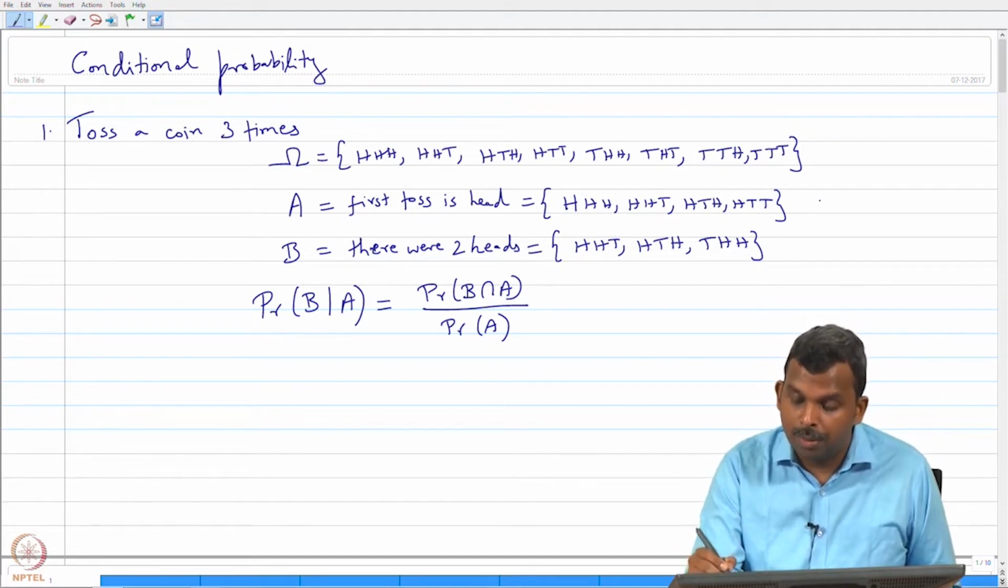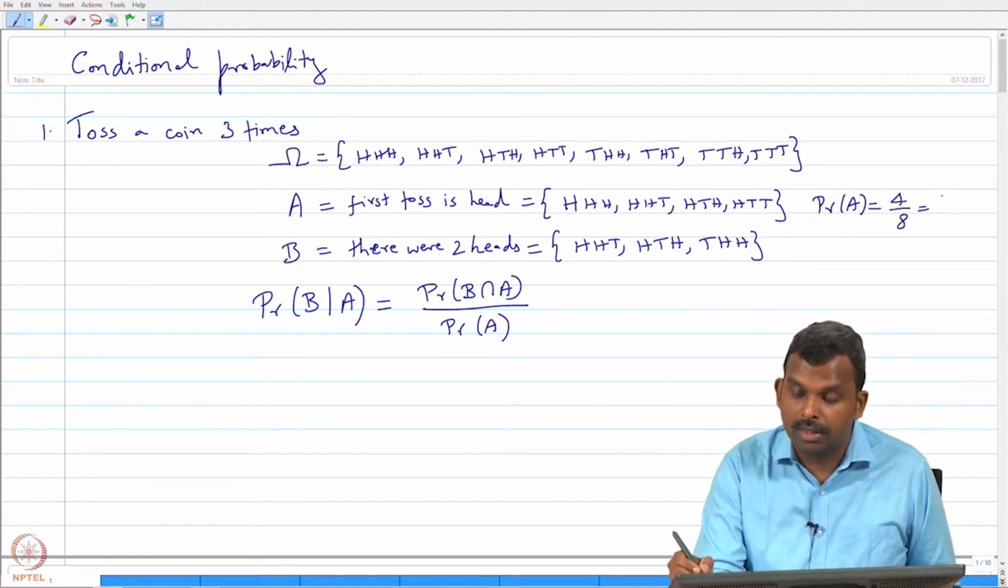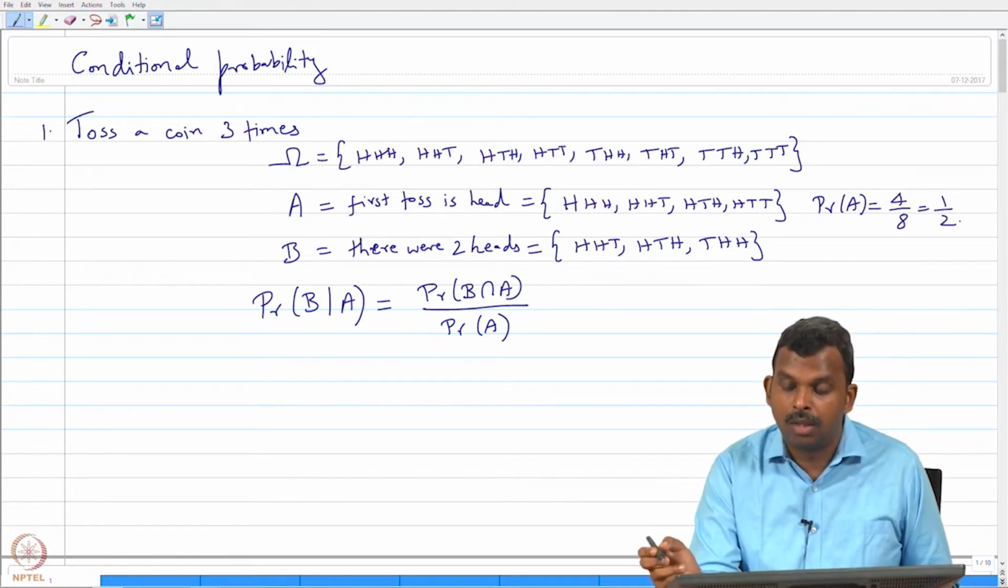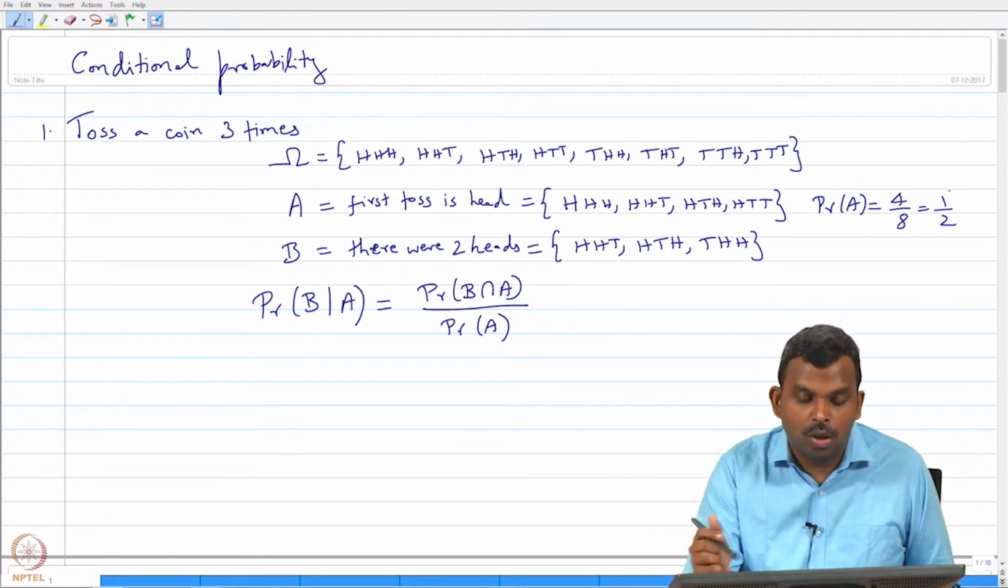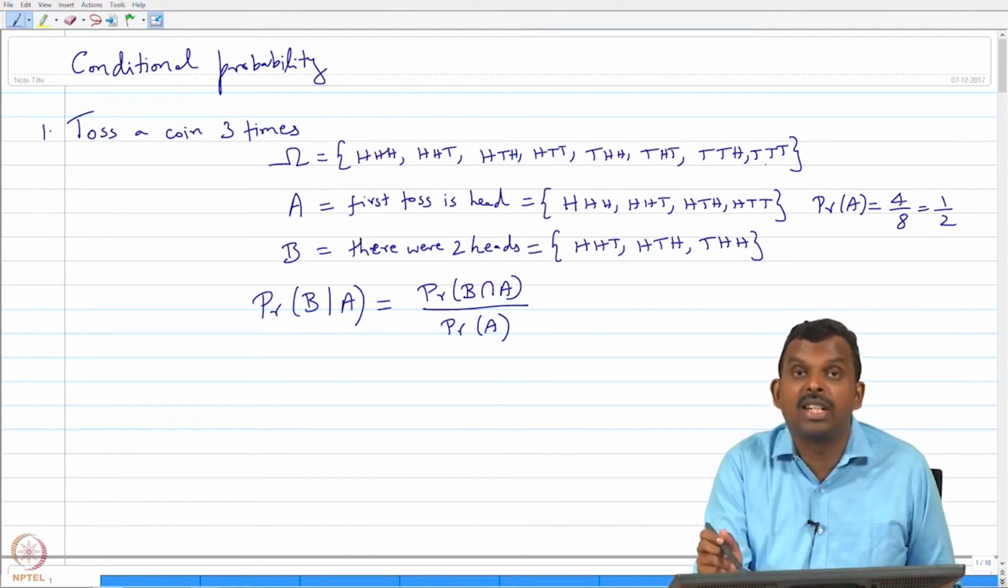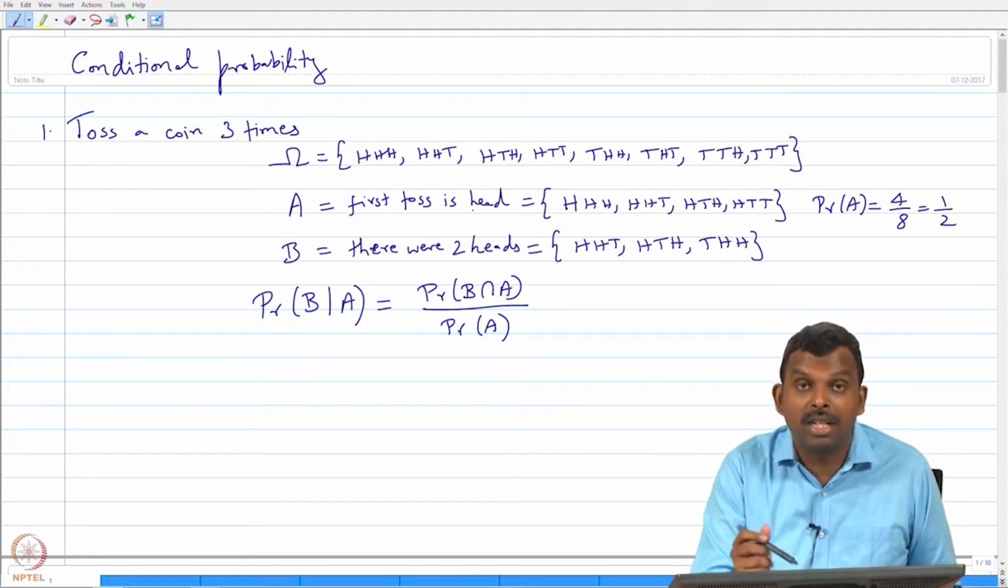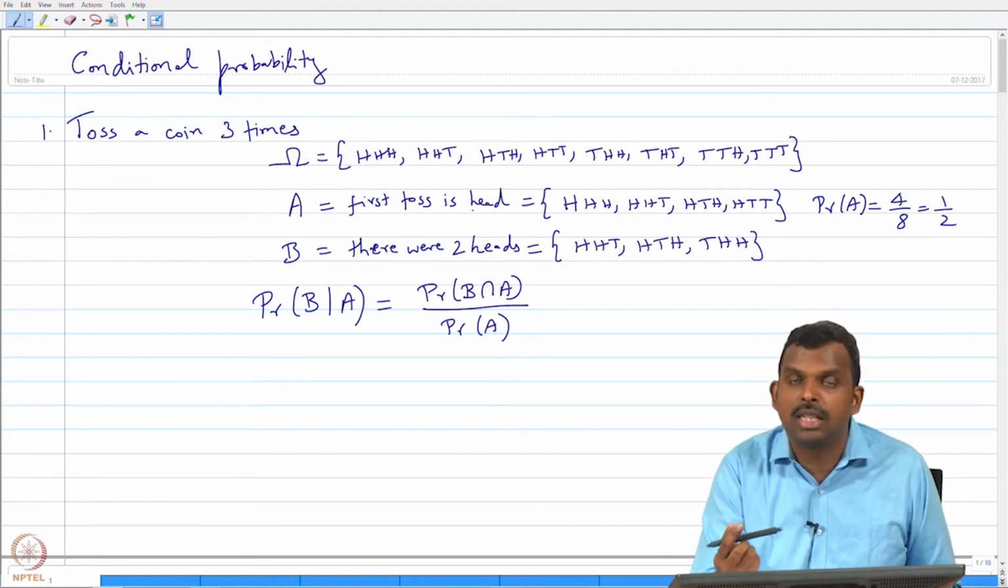Now, the probability of A is easy to find. This is 4 outcomes out of 8, so that is just half. If you notice this event A, we could have easily said the probability of A was half just based on the definition. The event A is that the first toss is head. You do not have to look at the entire sample space of 3 tosses to figure out the probability that the first toss is head. The first toss being head is going to have probability half. You do not have to do this outcomes and counting method.